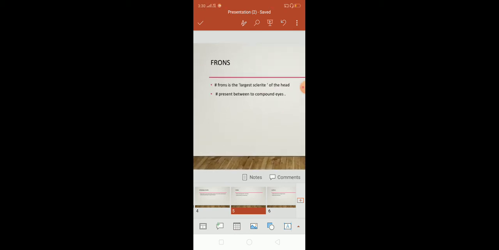And the next one is the frons. The frons is the largest sclerite of the head. You should keep in mind that it is the largest sclerite of the head, not the body. The largest sclerite of the head is the frons, and it is present between the two compound eyes. Draw the dorsal view and also the ventral view of Periplaneta.